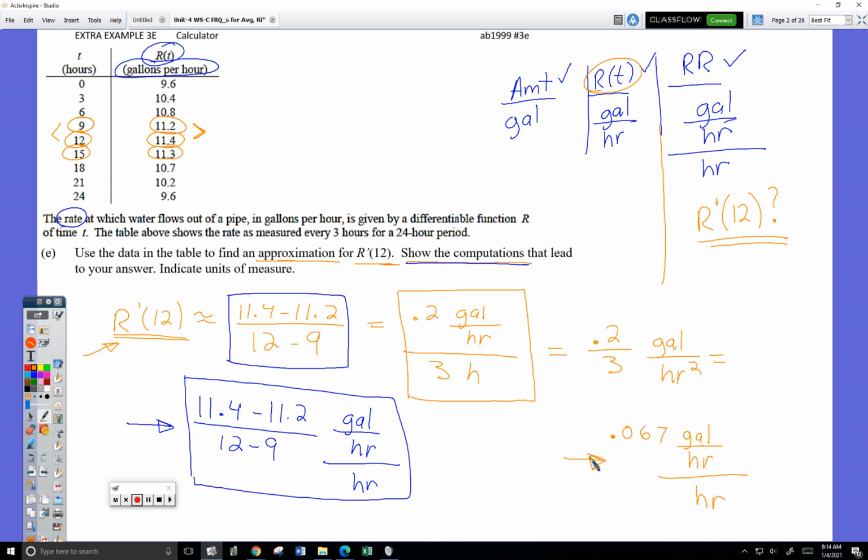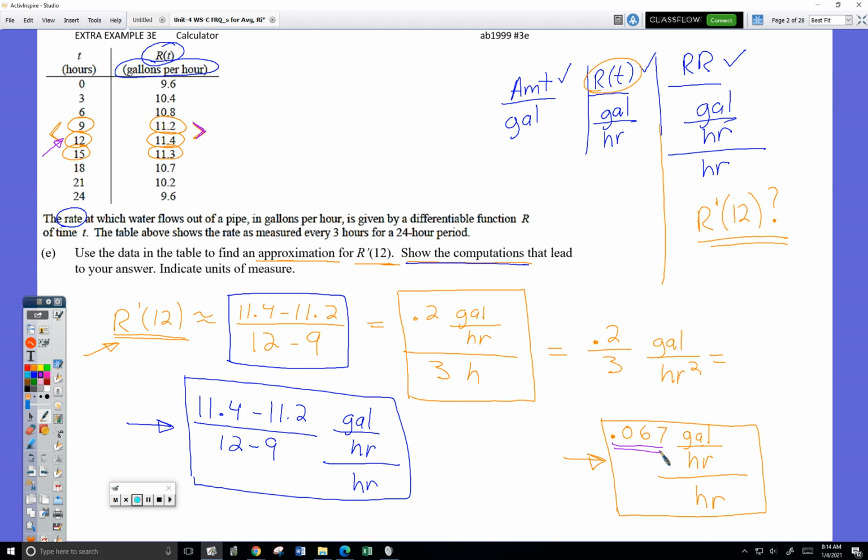I'm saying that because from hour 9 to hour 12, the rate is going up by 0.067 gallons per hour every hour. That's my estimate for how fast the rate is going up at hour 12. It's not an exact value, it's just an approximation. It should make sense to you. If it doesn't make sense to you, we want to keep talking. It's saying, okay, if the rate's going to go up by 0.2 over 3 hours, that means every hour the rate's got to go up by this amount so that in 3 hours it goes up by 0.2. That's the idea. We want to talk about it more.